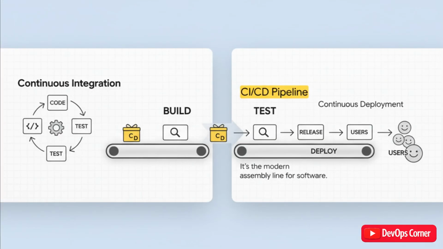And when you put these two concepts together, continuous integration and continuous deployment, you get what we call a CI/CD pipeline. You should really think of it as the modern assembly line for software.